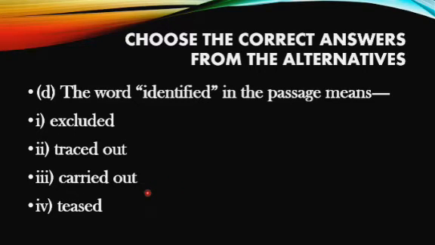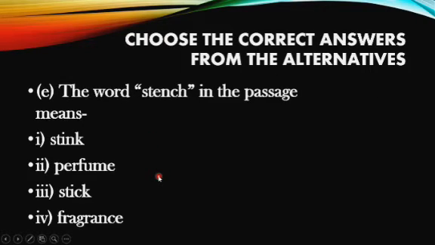Next one, the word identified in the passage means. Identified means to find out. So let us check the options that we have. Excluded, no. Sorted out means finding out. Carried out, teased. So sorted out is the correct option.